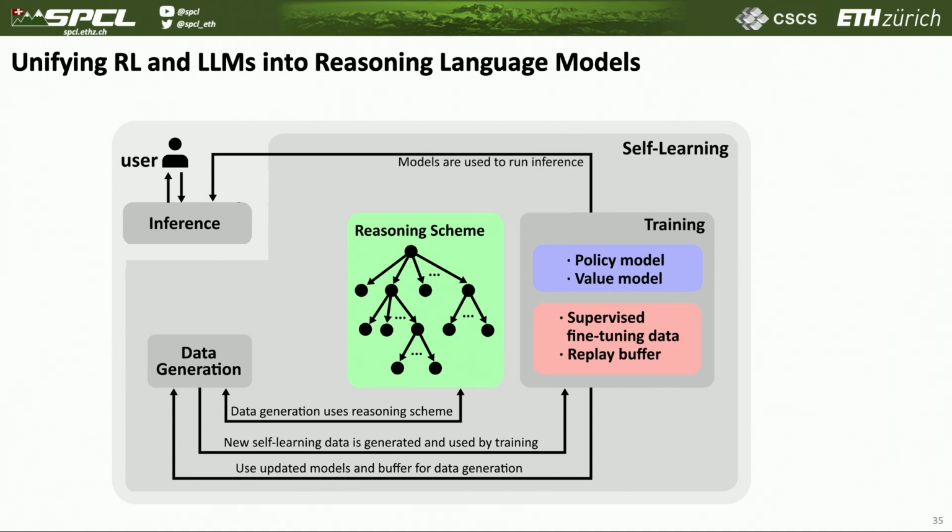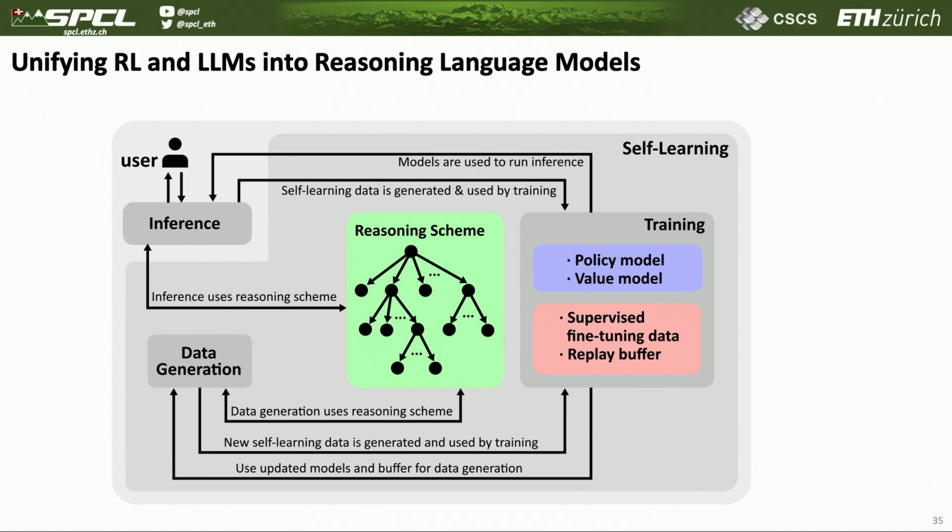But of course, we also use these models in the inference, because at some point a user comes and wants to actually use the models. So we are using these models for the inference as well. And then also inference uses this reasoning scheme. And we also gather the data from these reasoning runs, from these inference runs, and also use them to continually update these models. So that's at a very high level how the blueprint works.